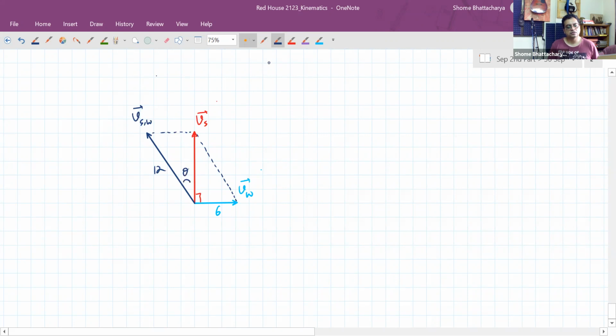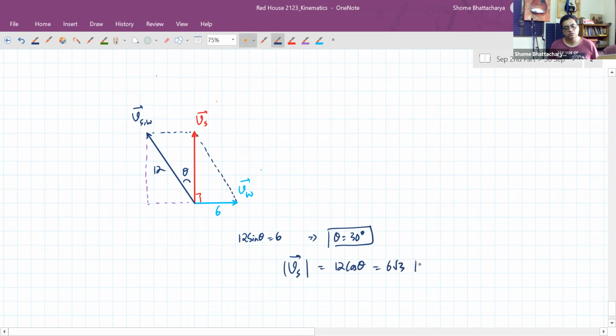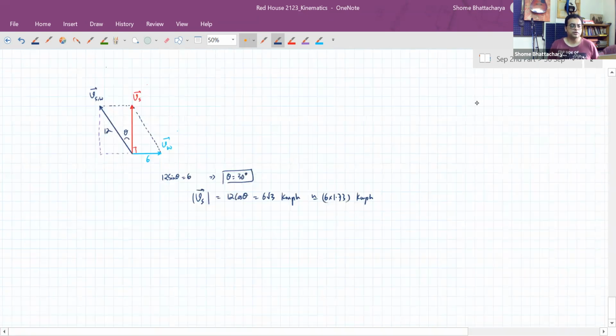So if this angle is theta, you can just easily construct this. You can see that the condition for this to happen is that 12 sin theta should be equal to 6. So theta should be equal to 30 degrees. And the net velocity becomes 12 cos theta, which is 6√3 kilometers per hour. So now, having done this, the rest is very easy to calculate the time taken.